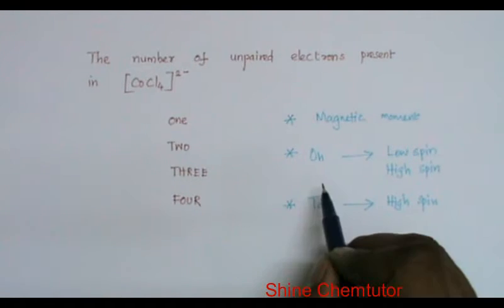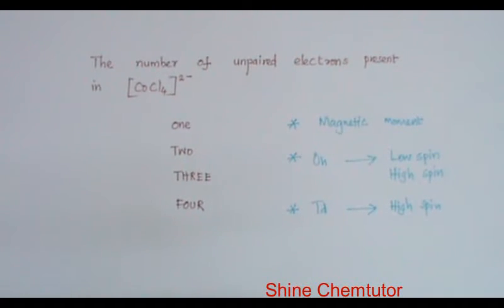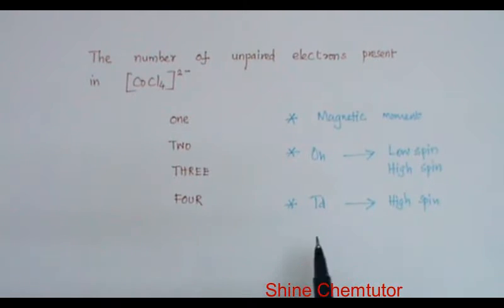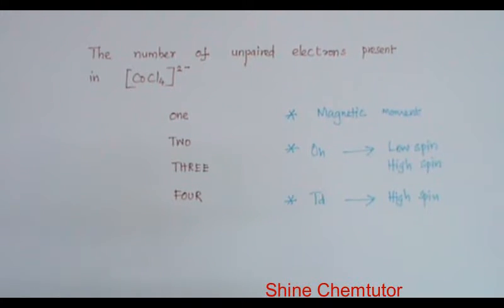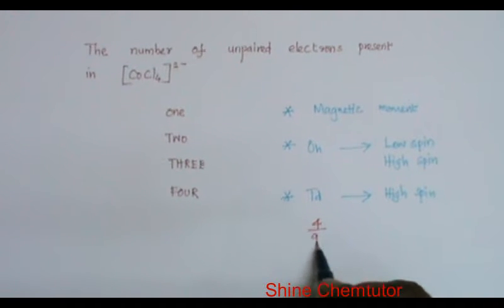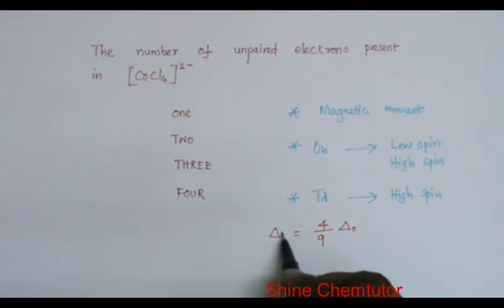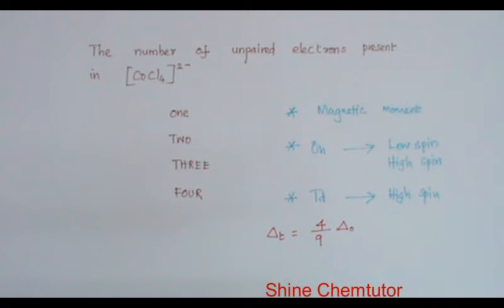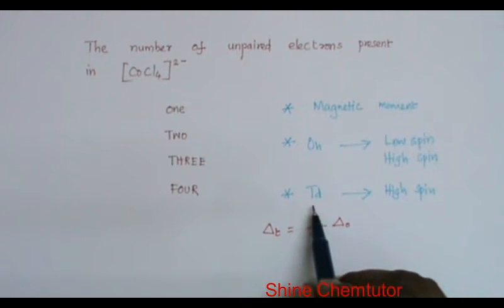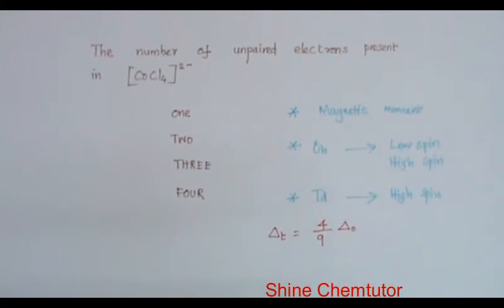The reason is the difference in energy between the two levels will be very less in tetrahedral field. It will be only 4/9 of Δo. If you go for Δt, that will be only 4/9 parts of Δo. Since it is very less, the electrons will prefer to go to the higher energy level than pairing. Because of that, tetrahedral field always results in high spin complexes.